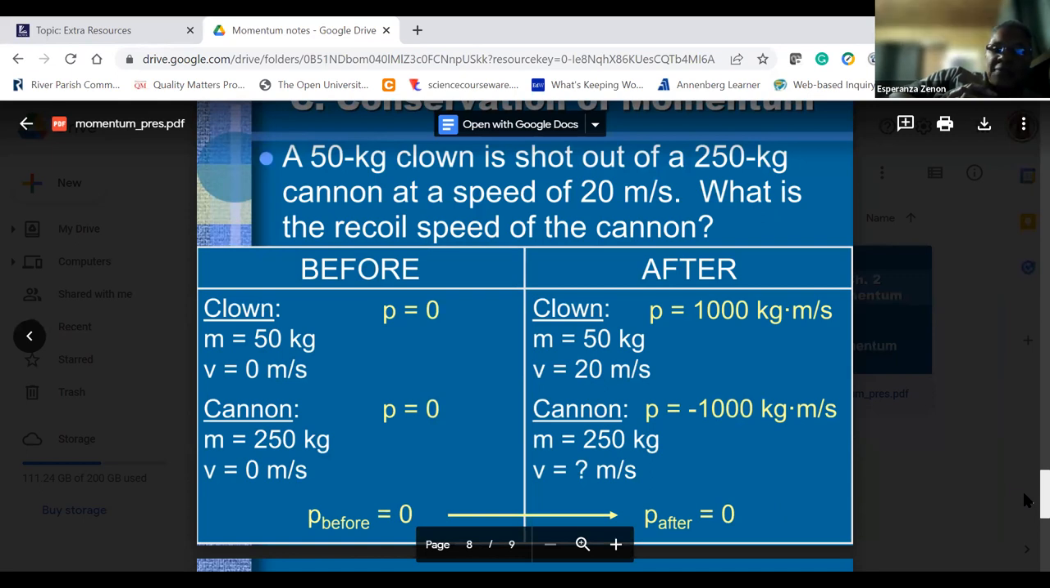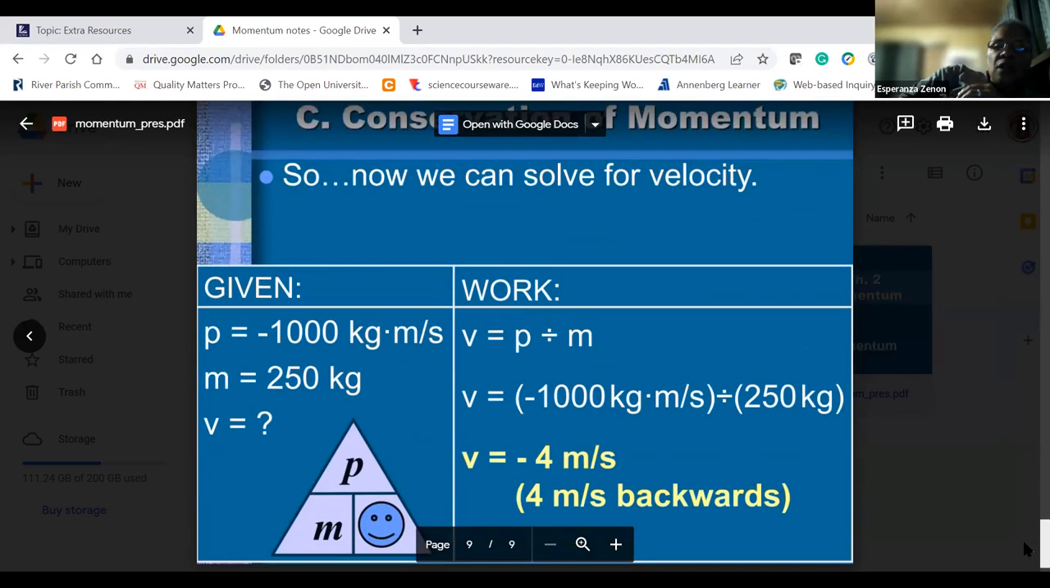So you see, I use momentum conservation to figure out the momentum of the cannon in this case after it's fired. Now, I'm not done yet, because I then have to use that to solve for the velocity of the cannon. So its momentum is negative 1,000 kilogram meters per second. You see, you have to be careful here, because that negative sign is not telling you greater than less than, it's telling you direction. So if I divide that negative 1,000 kilogram meters per second by 250 kilograms, then I get negative 4 meters per second. Remember, the negative sign on a vector like velocity tells me direction. So this cannon is going to have a speed of 4 meters per second, and it's going to move backwards. That's what the negative sign tells me, okay?